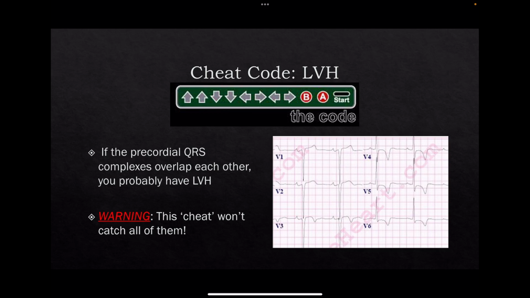If they overlap each other, like there, it's a good sign that there's probably some hypertrophy going on. Not all the time, 100%, but if you see the complexes starting to overlap each other because you have a very tall R wave and a deep S wave above it, they will overlap. And if you see that, good sign that you're seeing some hypertrophy there.